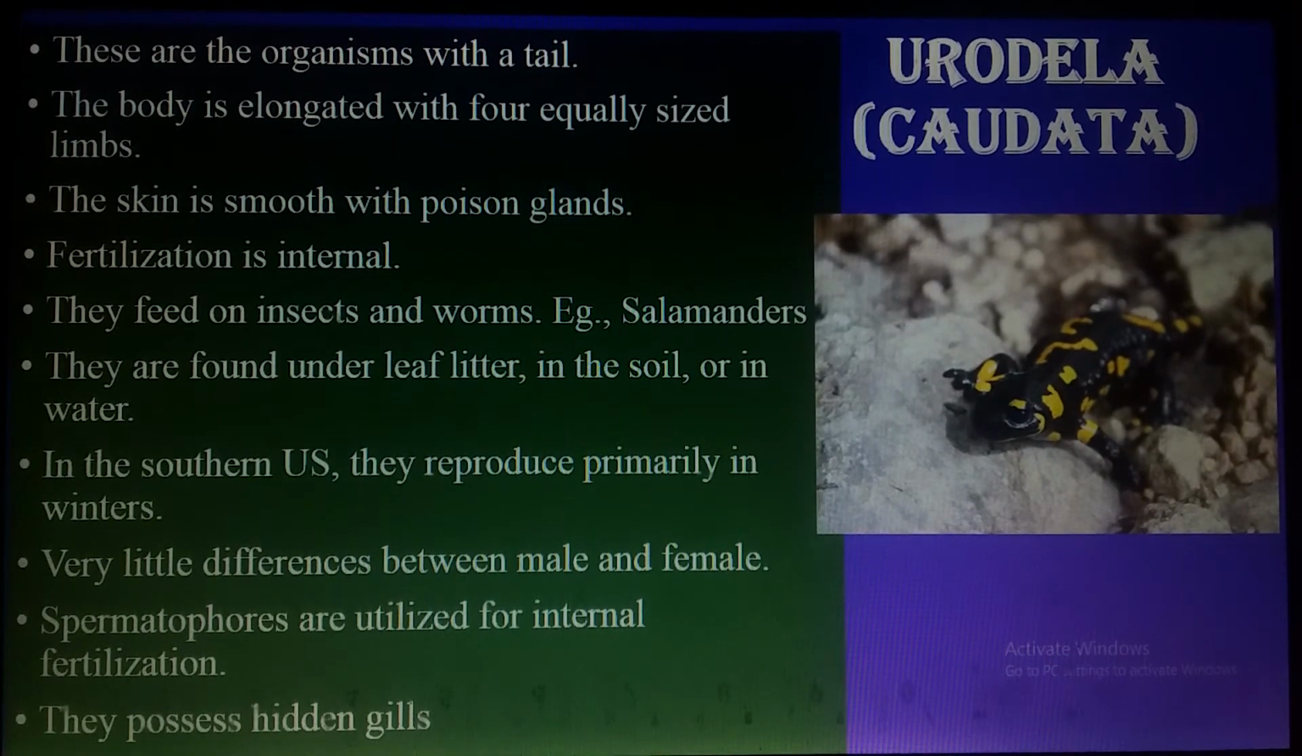Spermatophores are utilized for internal fertilization. They use the spermatophore. Now, what is a spermatophore? A spermatophore is, you can say, a duct-like, tube-like structure which is used for internal fertilization. Mostly, you see that amphibians do external fertilization. They don't need spermatophores or any other organ for that. So they possess a spermatophore.